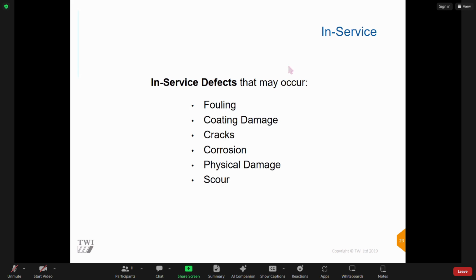So the types of defects that may occur during the service life: dropped objects, and of course marine fouling, coating damage, cracks, erosion, physical damage, and scour. Okay, so we'll look at these.